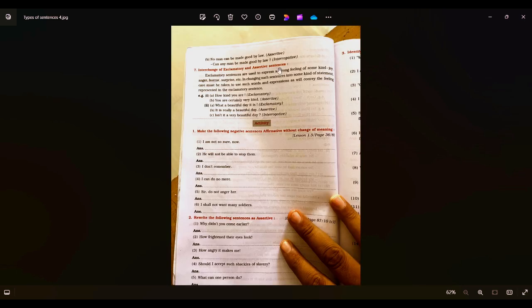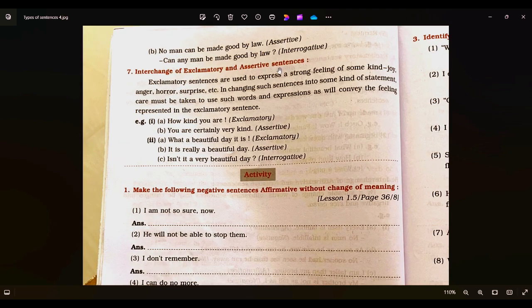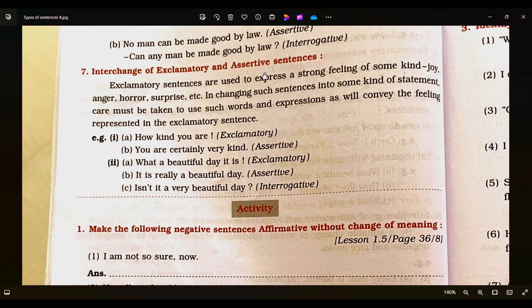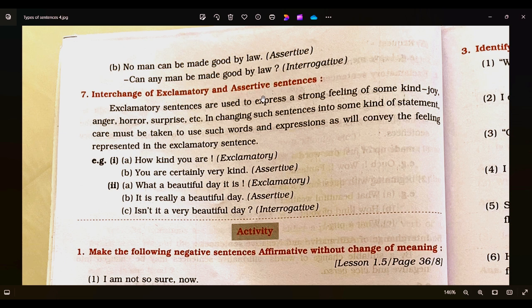Now, interchange of exclamatory and assertive sentence. Before that, we have one more example. So let's study that. No man can be made good by law. Assertive sentence, and the interrogative of that is, can any man be good by the law? So instead of saying a WH question, you can even ask a yes-no answer question, and the helping verb comes first. Remember, when you are making a question, no man becomes any man, because the word any is used in a question format.